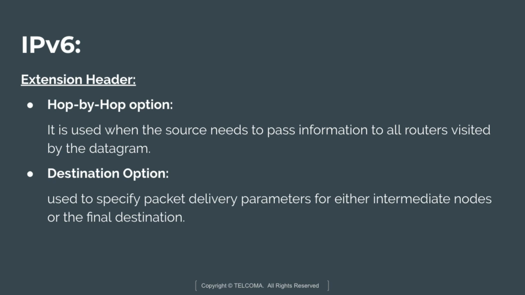It means if the next header field has the value 0, then it has an extension header known as hop by hop option, and it is 8 bytes long.